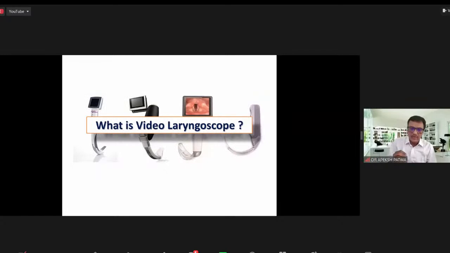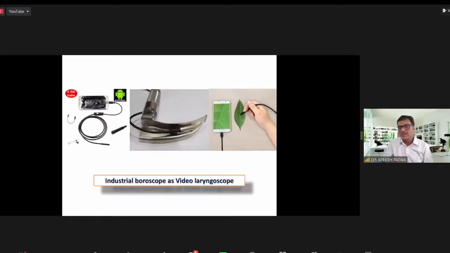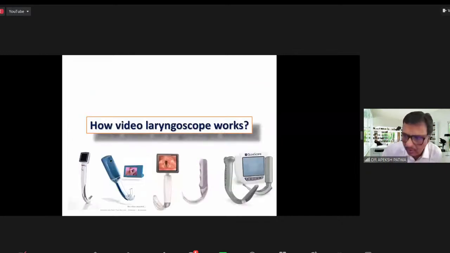To understand that, we need to understand what video laryngoscopy is. Nowadays, compact, high-resolution micro cameras are available, which can be embedded on the tip of a scope, converting any scope into a video laryngoscope. Many people attach that camera to a Macintosh type of blade. So will this serve the purpose of overcoming the problems of direct laryngoscopy? Let's discuss that. How does a video laryngoscope work?